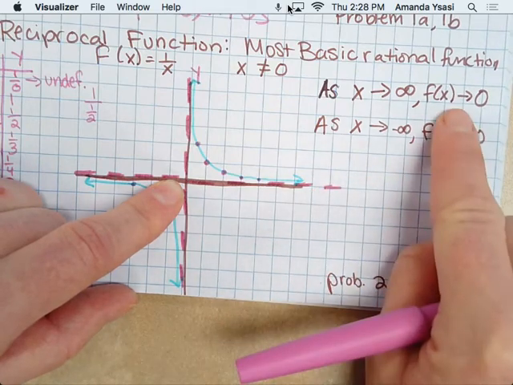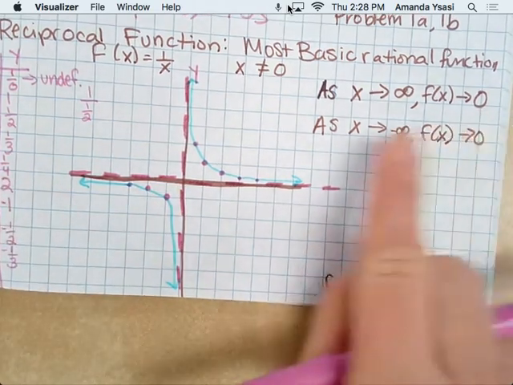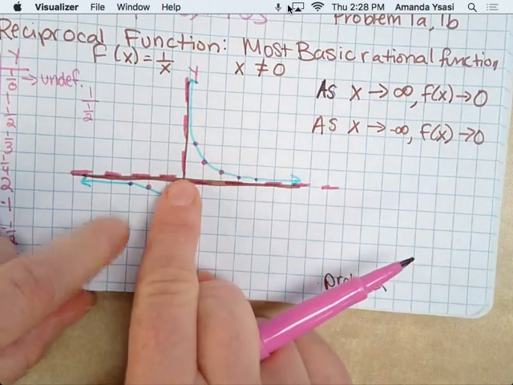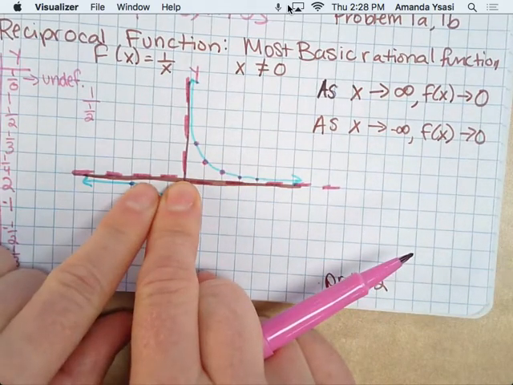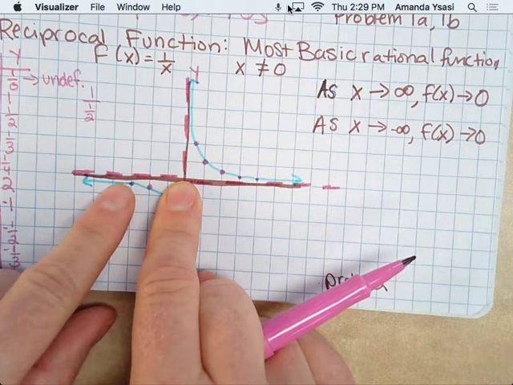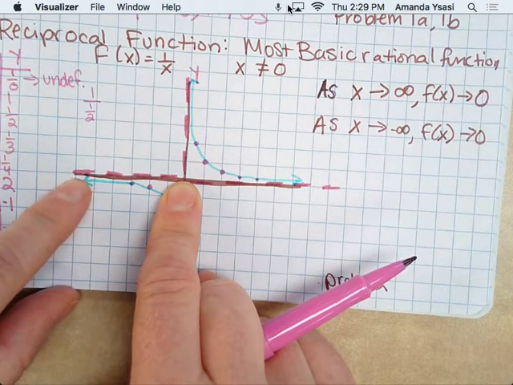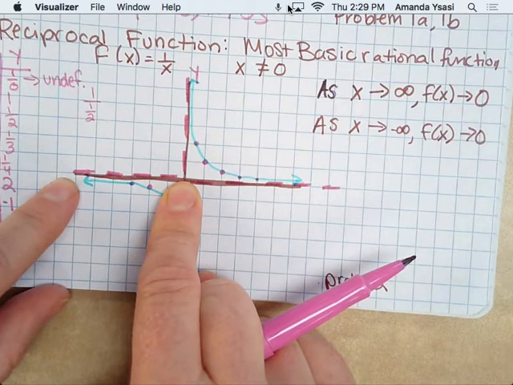So it's approaching 0. And then as x goes to -infinity, that means you're going to go left. We're going to the left. As x approaches -infinity, the blue line is going to approach 0 on the x-axis.